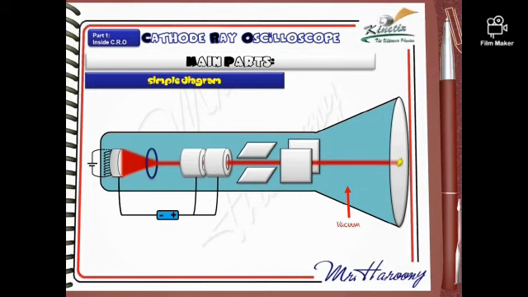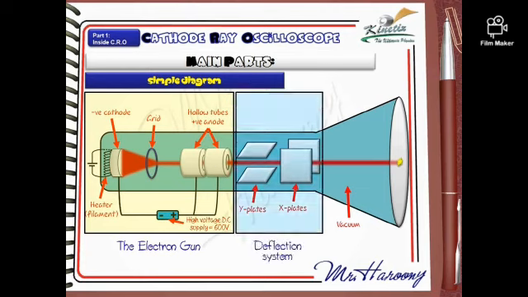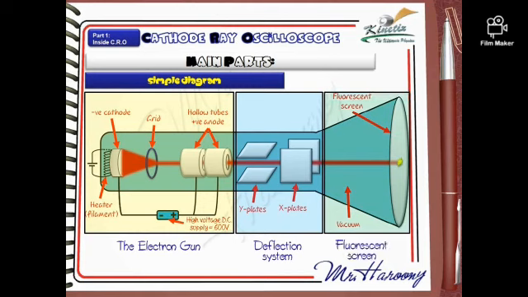Starting from the left, the labels are the heater or the filament, the cathode, the grid, the two hollow tube anodes, the high voltage DC supply, and all these parts form the electron gun. The Y plates and the X plates will form the deflection system. The last part is the fluorescent screen. This is how you will draw and label the parts of the cathode ray oscilloscope.